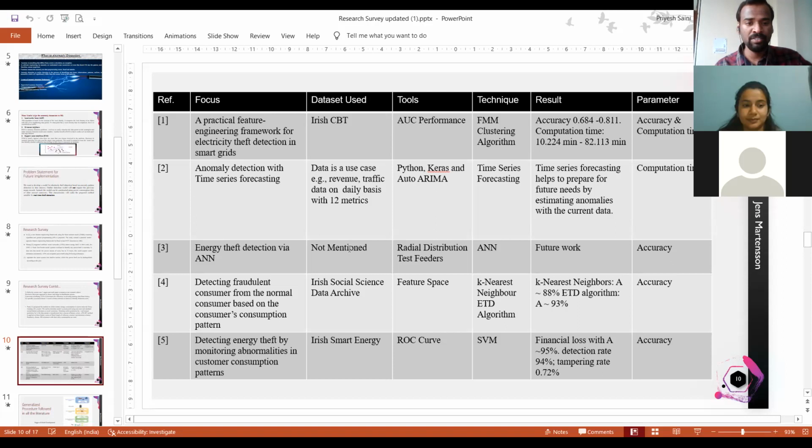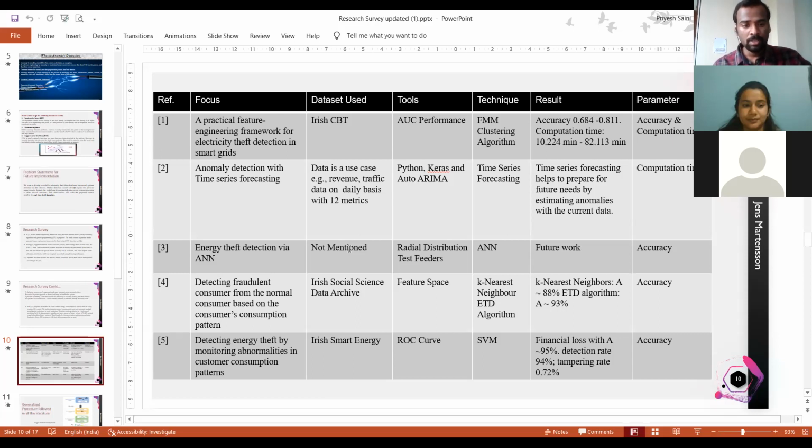The next one is detecting the fraudulent consumer from the normal consumer. It is reference number 4. In this, they have used the Irish dataset, which is used mostly in this kind of energy theft detection model. It is a very popular dataset used by many of the authors. In this technique, they have used a combination of k-nearest neighbor and the ETD framework, and the accuracy was very good. Accuracy was almost around 88% for k-nearest neighbor, and the ETD algorithm provided an accuracy of 93%.